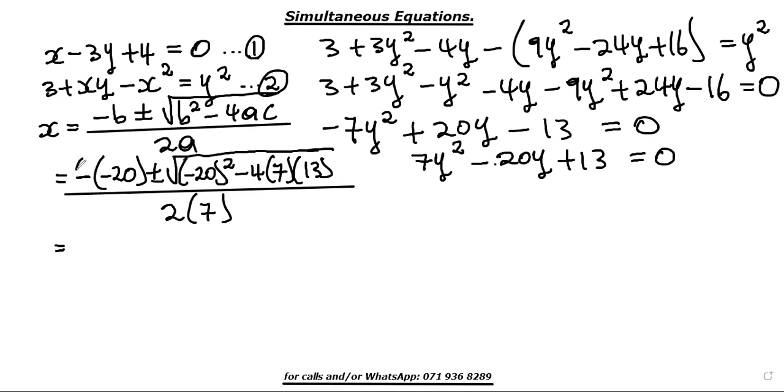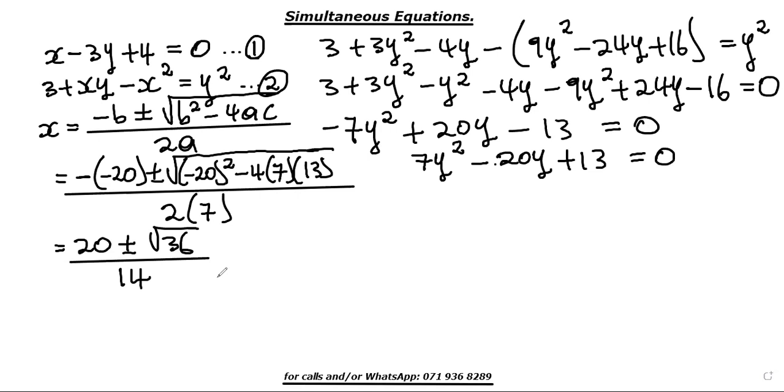So if you say negative times negative 20, you get a positive 20 here. And let's see how much we get for whatever that is inside the square root. So we say negative 20 squared minus 4 into 7 times 13. Then we get the square root of 36. And the whole thing is divided by 14. This is what we have.